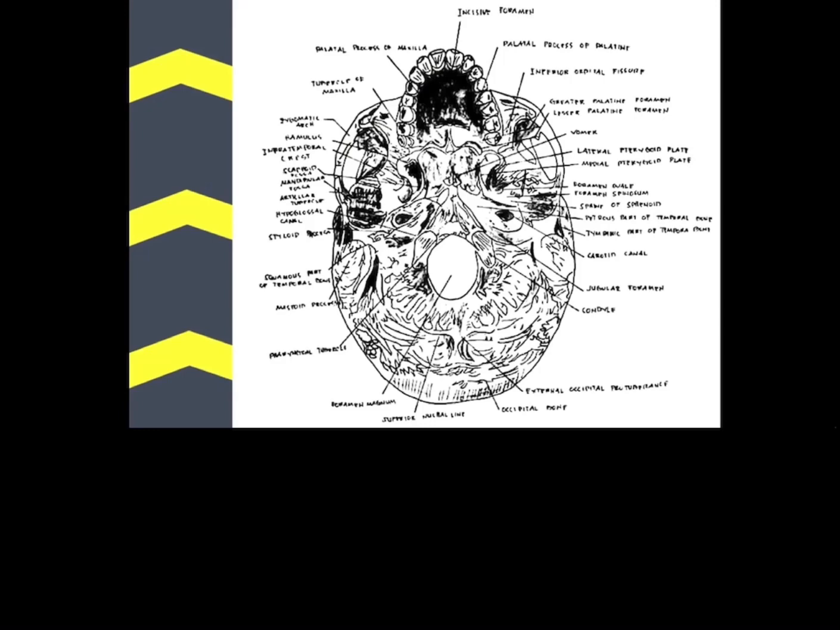hypoglossal canal, styloid process, squamous part of temporal bone, stylomastoid process, mastoid process, pharyngeal tubercle, foramen magnum, supranuchal line, occipital bone, external occipital protuberance, condyle, jugular foramen, carotid canal, tympanic part of temporal bone, petrous part of temporal bone, spine of sphenoid, foramen spinosum, foramen ovale, medial pterygoid plate, lateral pterygoid plate, vomer, lesser palatine foramen, greater palatine foramen, inferior orbital fissure, and palatal process of palatine.